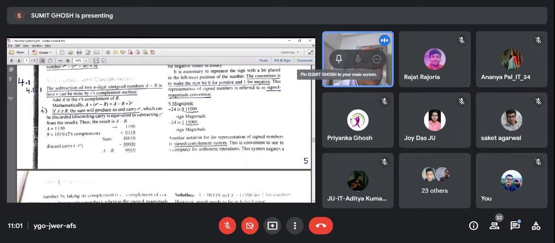So I discard the carry. This carry, the leftmost bit, is discarded. Discarded means you subtract, and you get 0 0 1 0. So 0 0 1 0 is actually 2. My quest was to do 12 minus 10 subtraction, my expected result is 2, which I am getting now.